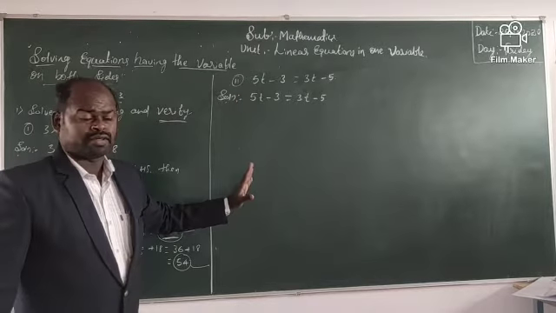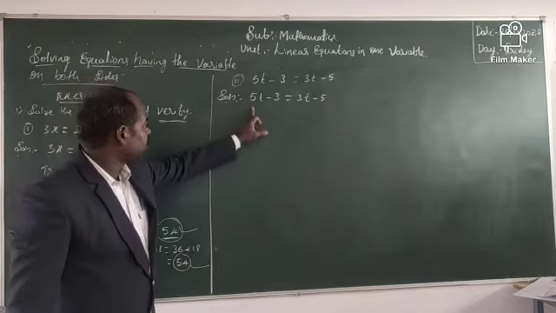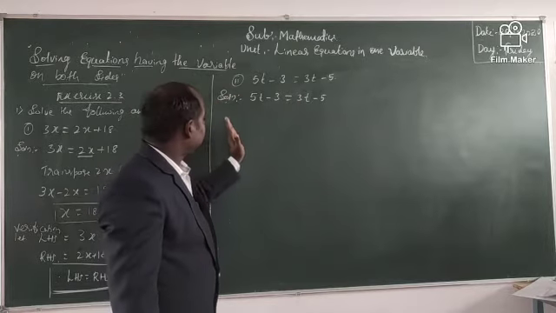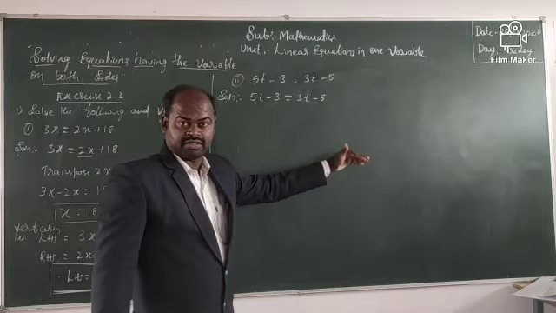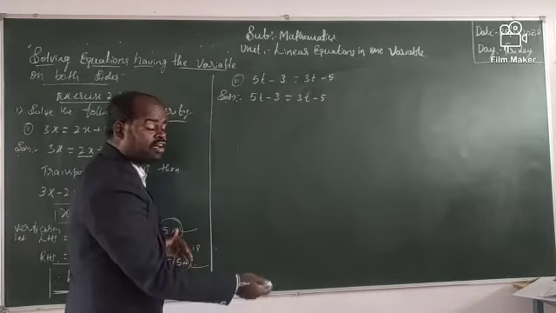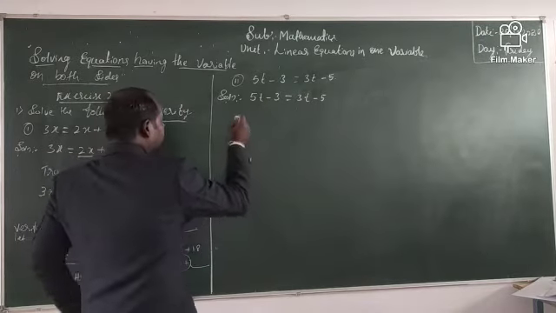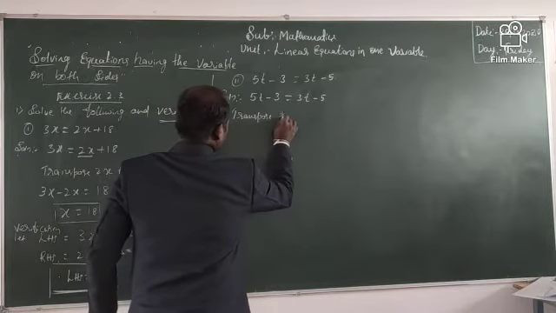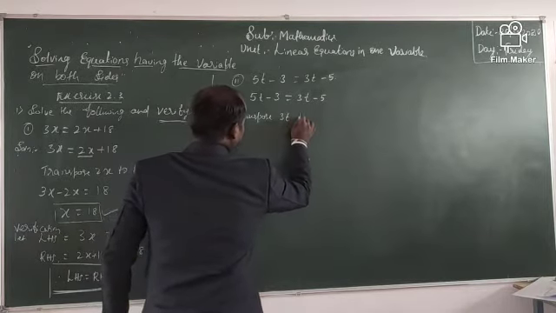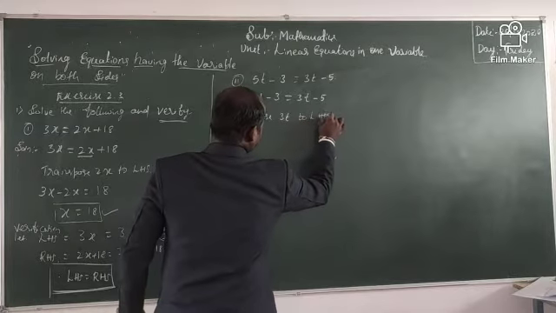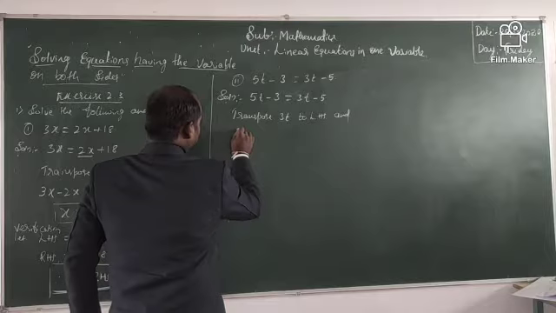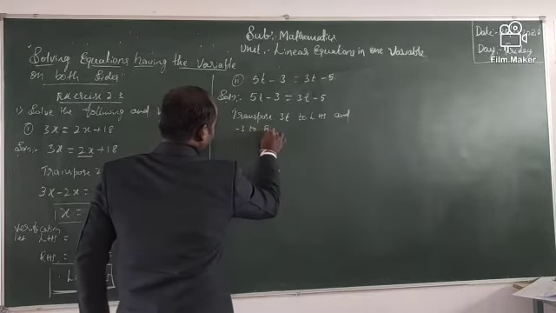Here we have to separate. We have to write one side. 5t is there, 3t is there. Bring this 3t to the left side and send minus 3 to the right side. That means transpose: 3t to LHS and minus 3 to RHS.